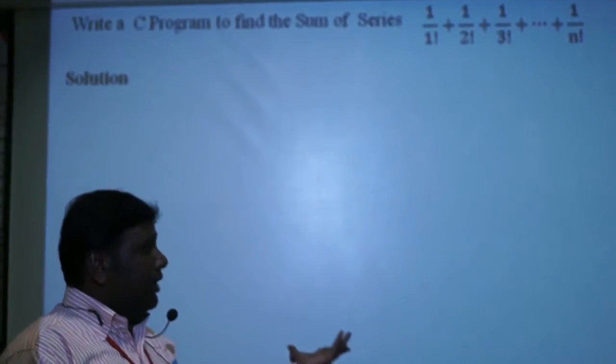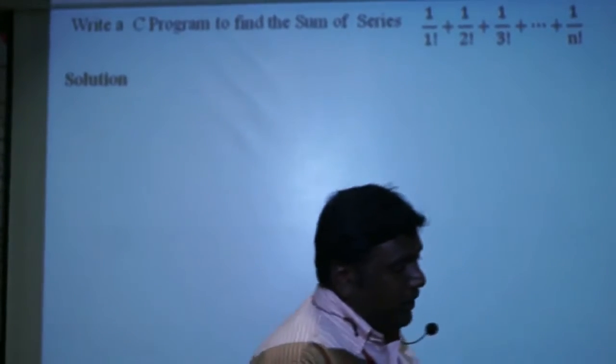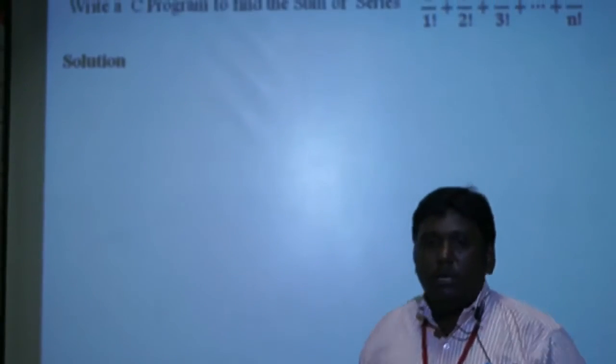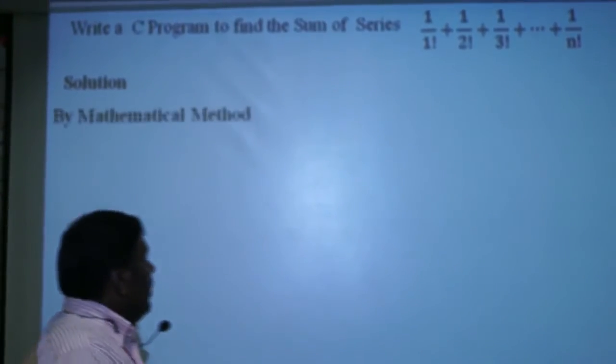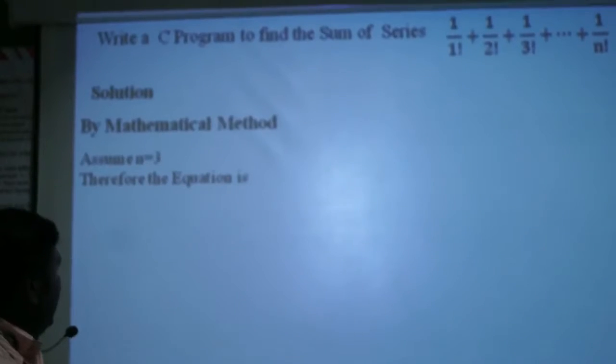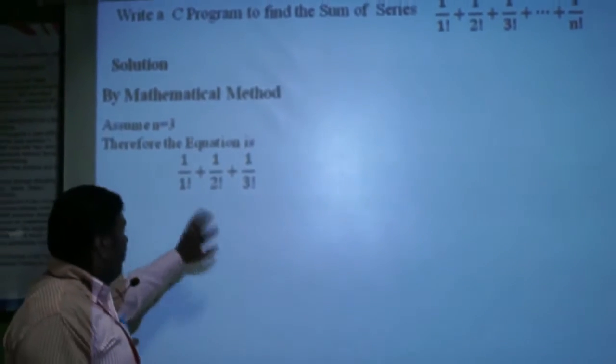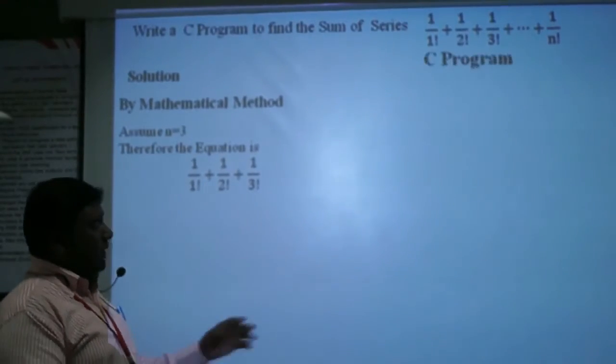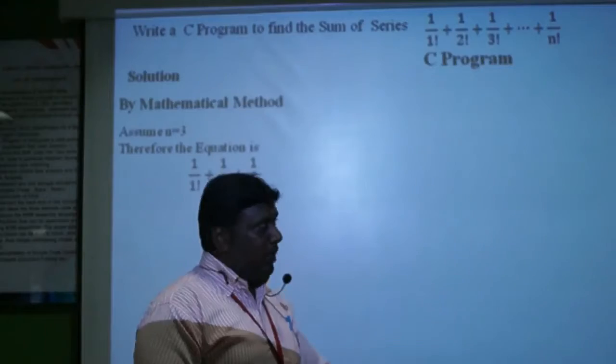Before entering into the programming side, let us see how we can perform this task mathematically. Let us assume I am going to calculate for 3 terms, so n is equal to 3. Therefore, my output should be calculated for 1 by 1 factorial plus 1 by 2 factorial plus 1 by 3 factorial alone.